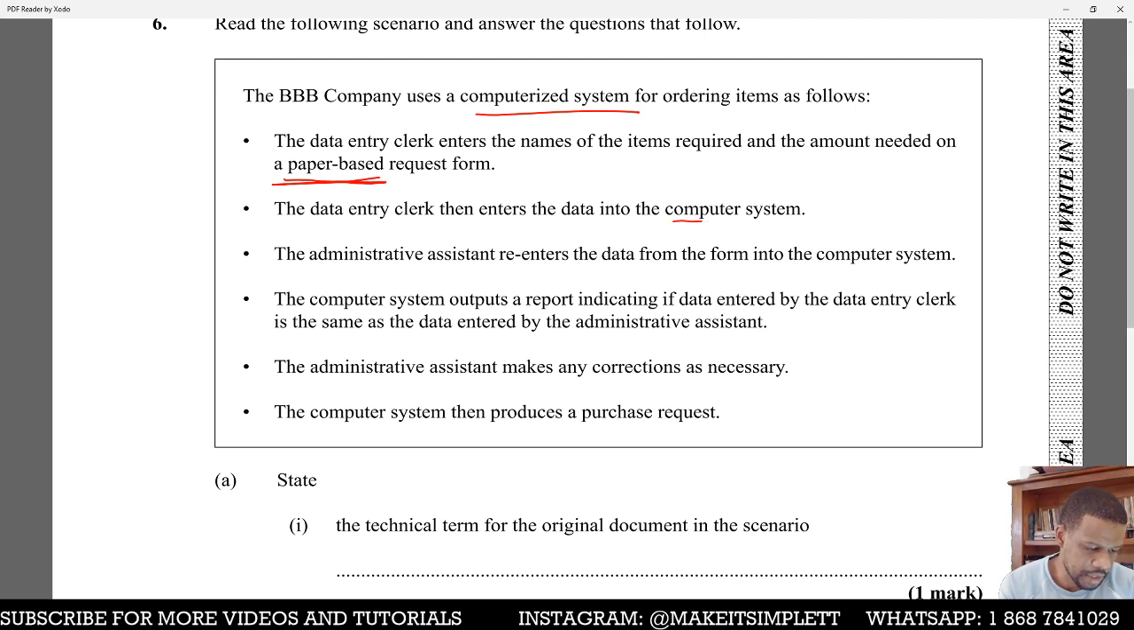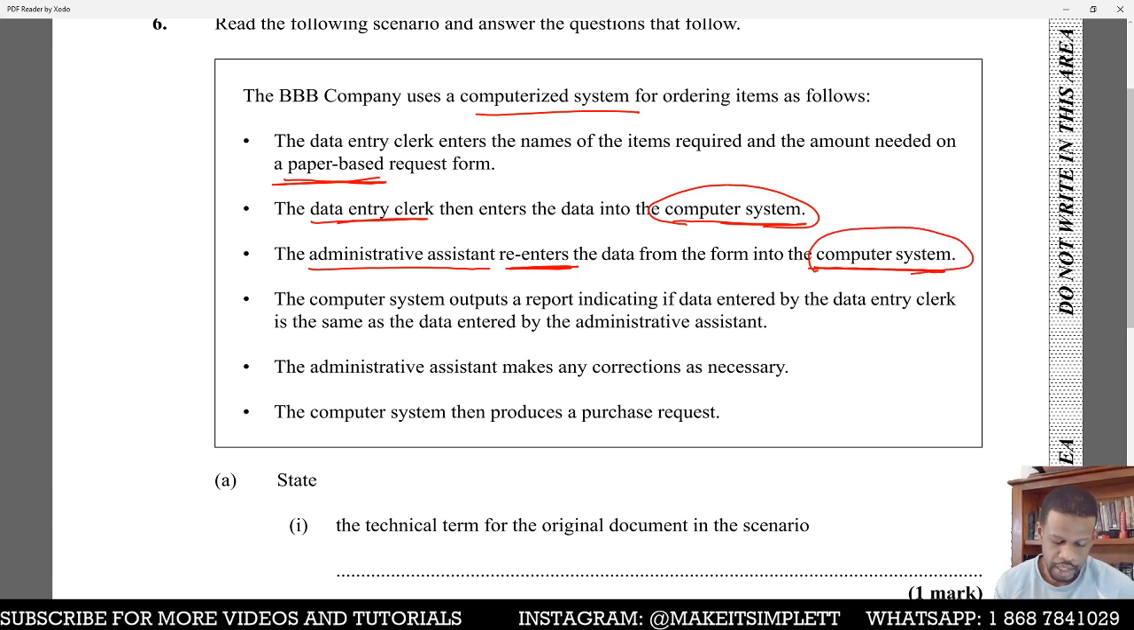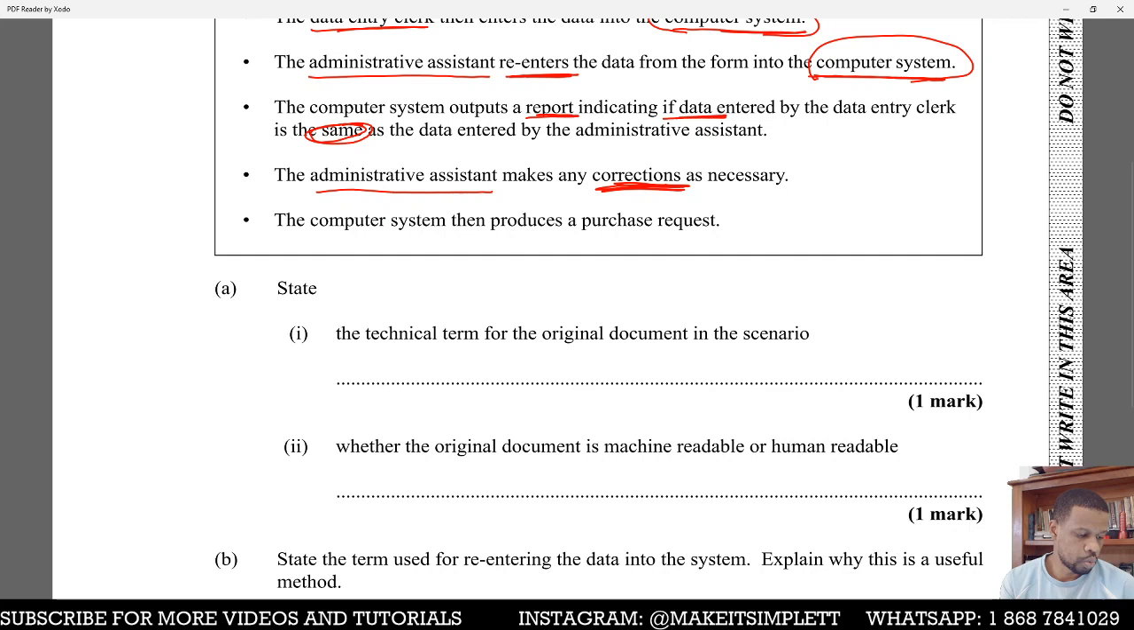A data entry clerk enters the data into a computer system. Then you have an administrative assistant who re-enters the data into the same computer system. So this computer system and that computer system is the same computer system. They had to kind of put that in context. Then the computer system gives you a report on whether the data is the same. If it says that the data is the same, cool. If it's not the same, then the administrative assistant has to make a correction, and that will make a big difference. So the computer system then produces a purchase request, and we covered that. All right, so the form that's generated. Yes, you all are correct. Source document.